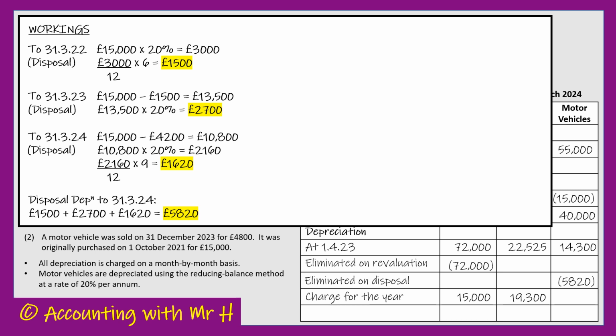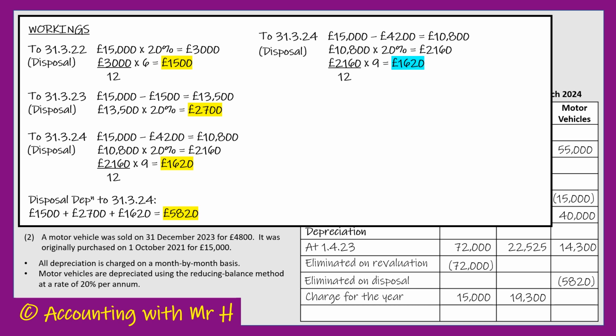So I need to work out the depreciation that would have been done on the vehicle they got rid of, and then the depreciation done on the vehicles they've owned all year. Well, we've actually already worked out the depreciation on the vehicle that they got rid of. I'm just going to repeat the workings. There we go. It's the working we just did a moment ago. Because during this final financial year, the one we're talking about now, 31st of March 24, we've already worked out that the vehicle would have been depreciated by £1,620.